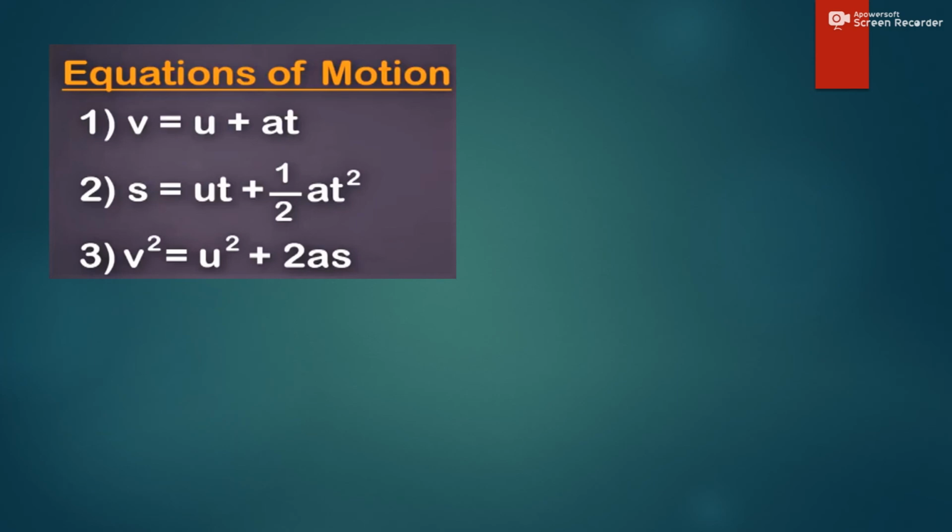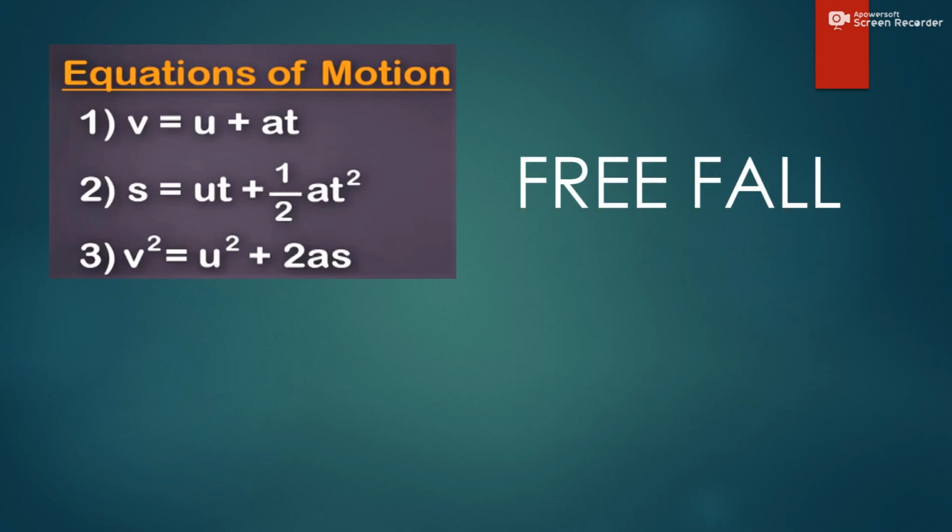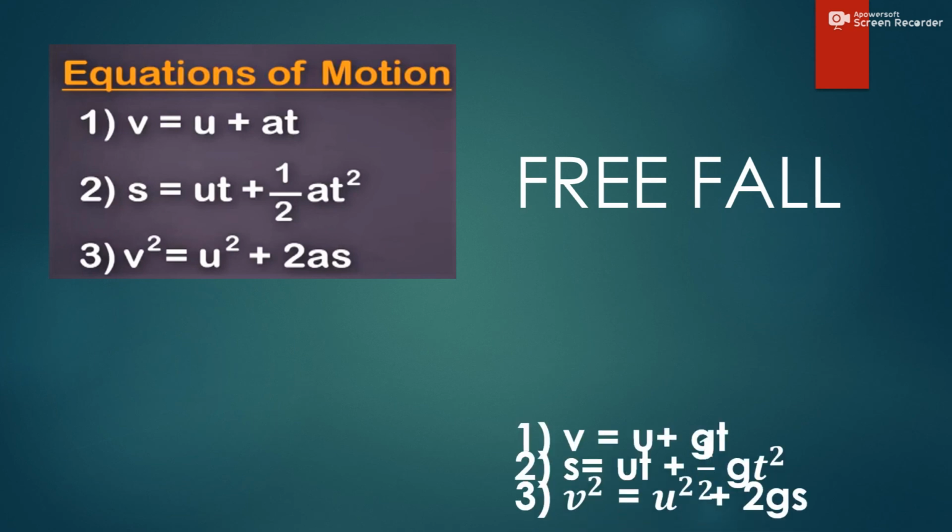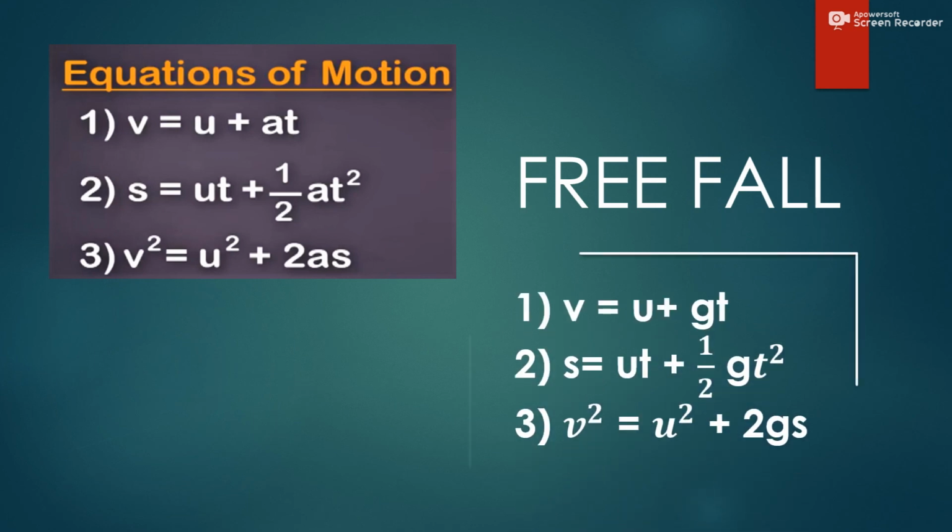Let us remember all three equations of motion. That is v = u + at, s = ut + ½at², and the third one is v² = u² + 2as. For free fall, we will replace a by g. So we will get v = u + gt, s = ut + ½gt², and v² = u² + 2gs.